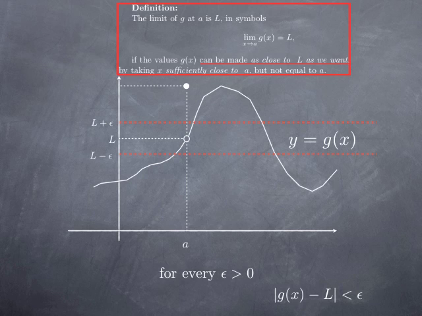Right, so if this is the case, then the distance between g of x and L is going to be less than epsilon, which we can write that way. Here is a part of the graph that satisfies this condition. The values of g of x on that graph are going to be between L minus epsilon and L plus epsilon, and they come from values of x that are close to A.